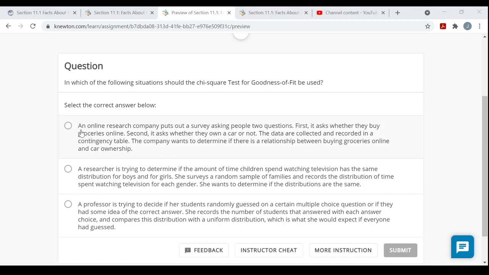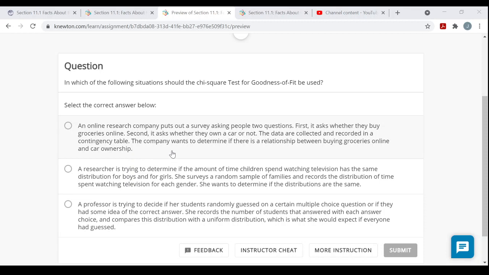So the first option. An online research company puts out a survey asking people two questions. First, it asks whether they buy groceries online. Second, it asks whether they own a car or not. The data are collected and recorded in a contingency table. The company wants to determine if there's a relationship between buying groceries online and car ownership.